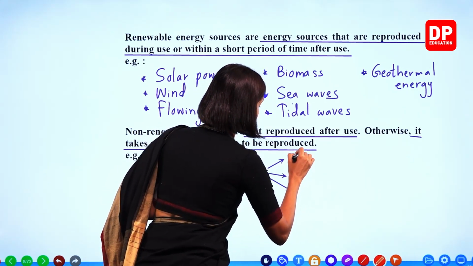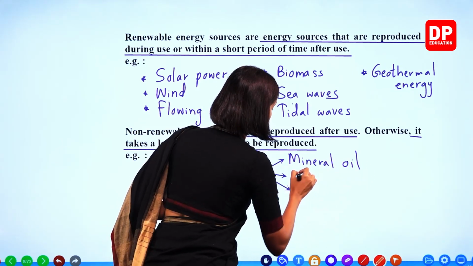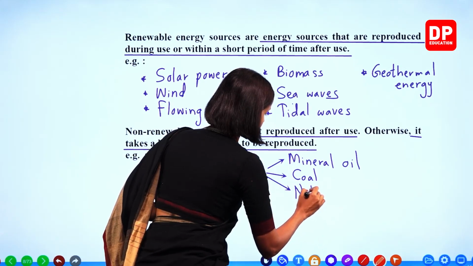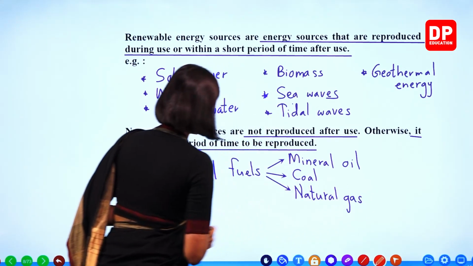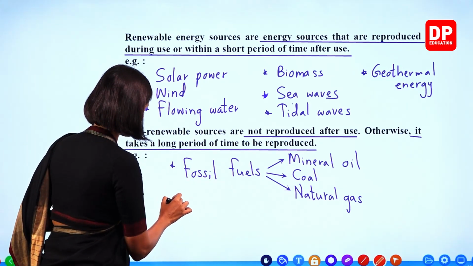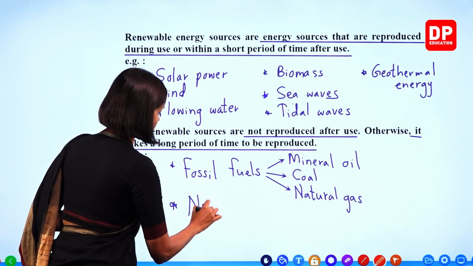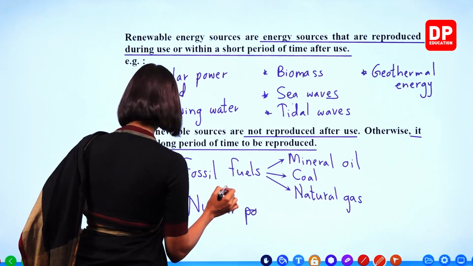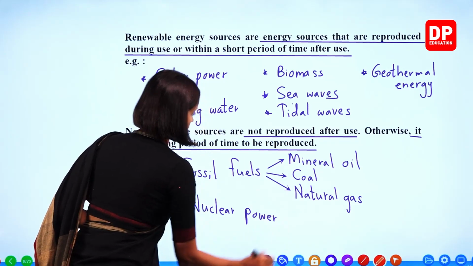Mineral oil, coal, natural gas. Those are the fossil fuel types, okay? So what are the other non-renewable energy sources? Nuclear power. Right.